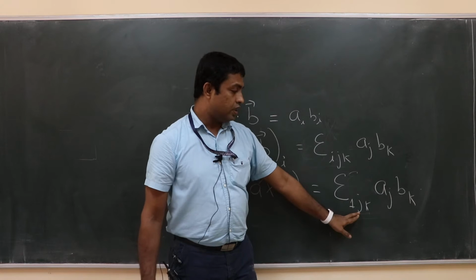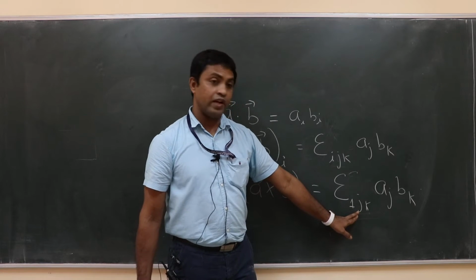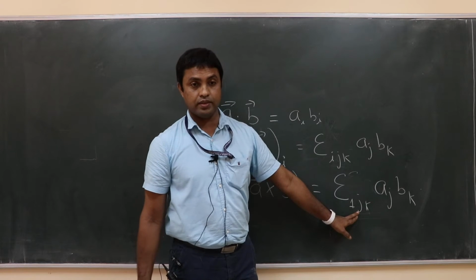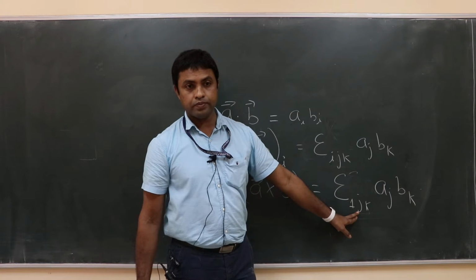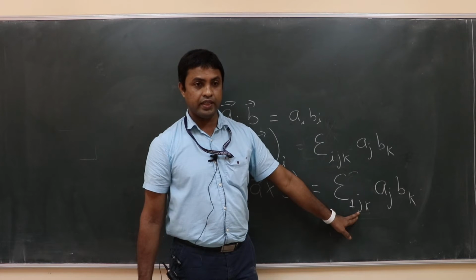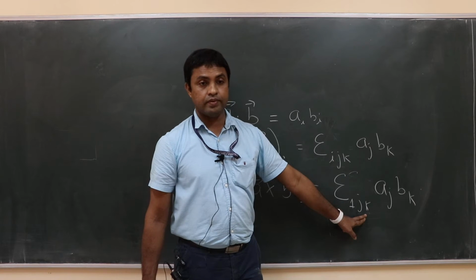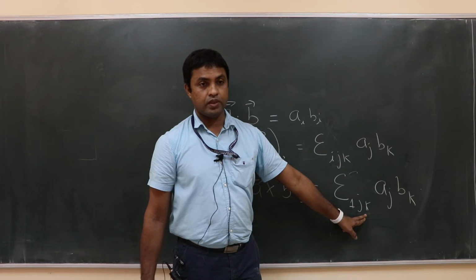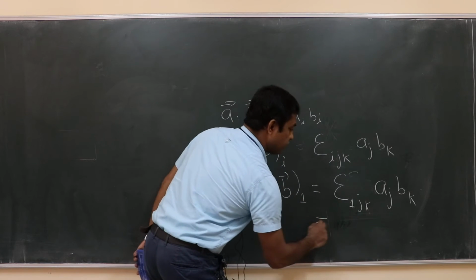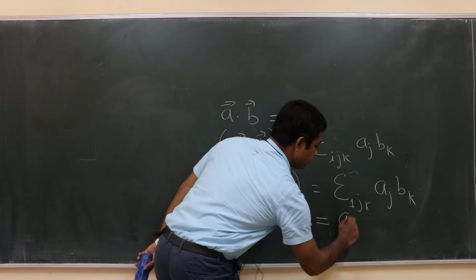Now, this is already 1. So what are the values j can take if you want a non-zero result? j can take either 2 or 3. Suppose j is 2, what can k take? Only 3. So let us first write down that one. When j is 2, epsilon 1, 2, 3, a2, b3.